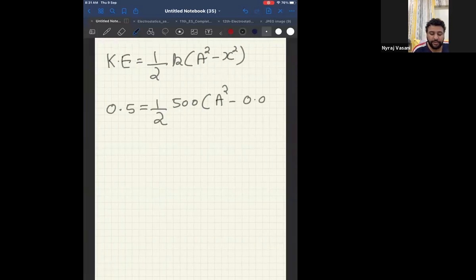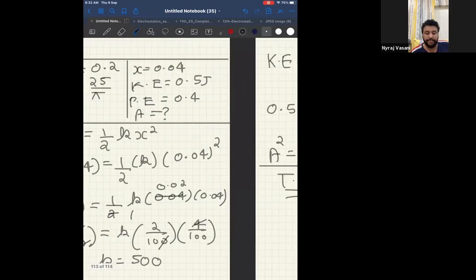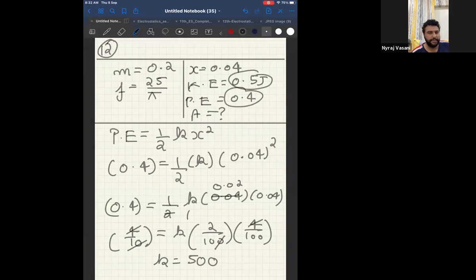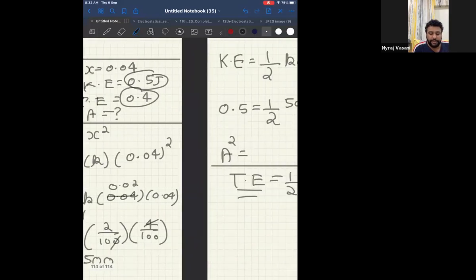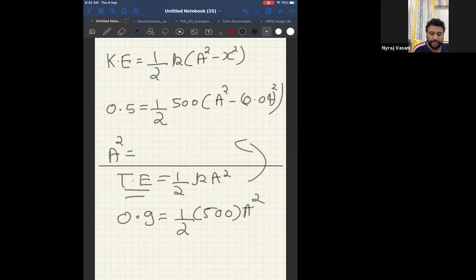Now, can I say everything is known except a square? Therefore, can you at least tell me the value of a square? So what they said is you can even use the formula for total energy. Total energy is half k a square. In fact, this will be much easier also because you don't have minus x square. And total energy is indirectly given because kinetic energy is given 0.5 and potential energy is given as 0.4. Therefore, total energy over here will be 0.9, which is half into 500 into a square. So whichever way you want, first tell me a square. From there, we'll get the value for a. Start.